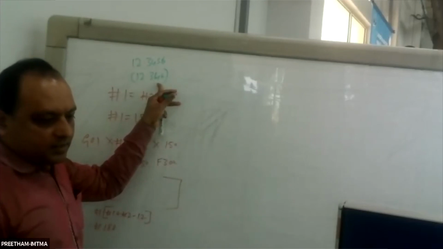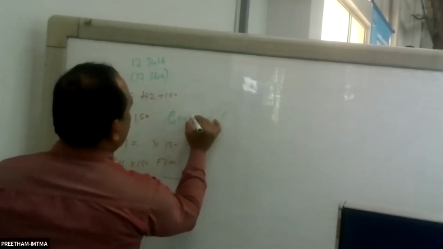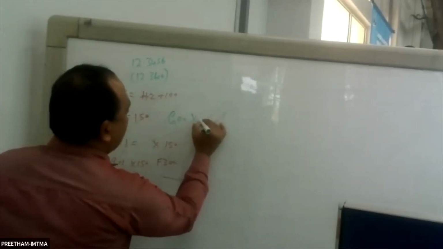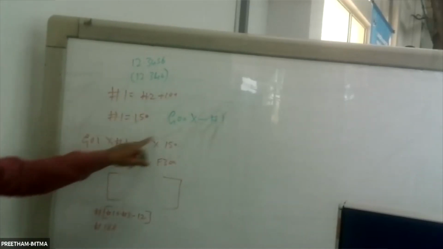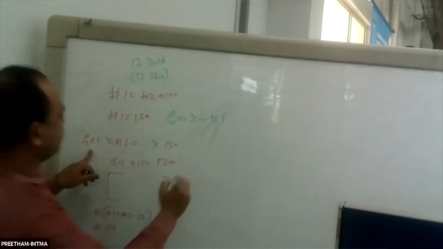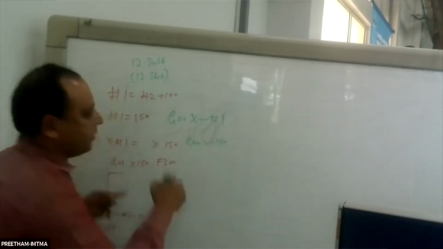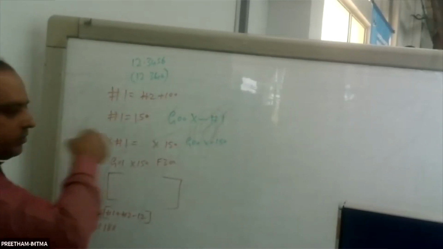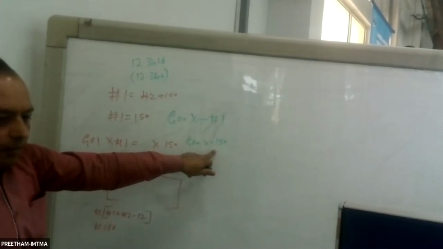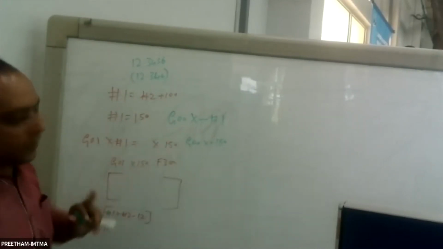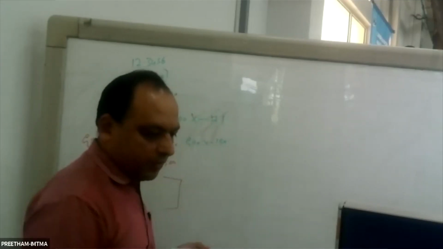Then reversing the sign is possible. So #1 equals 150, G00 X minus #1. In this case, if you write like this, it will become nothing but G00 X minus 150. So it will move X minus 150. So plus 150, minus 150. You can write like this also, X minus #1. This way also you can write it. So as you want, you can write it.